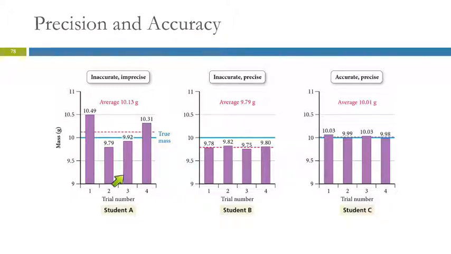And then there's student A. Inaccurate and imprecise. Results are all over the place, and the average is off. We would like to be like student C. This is not always possible, but that's what we're shooting for. Any questions?